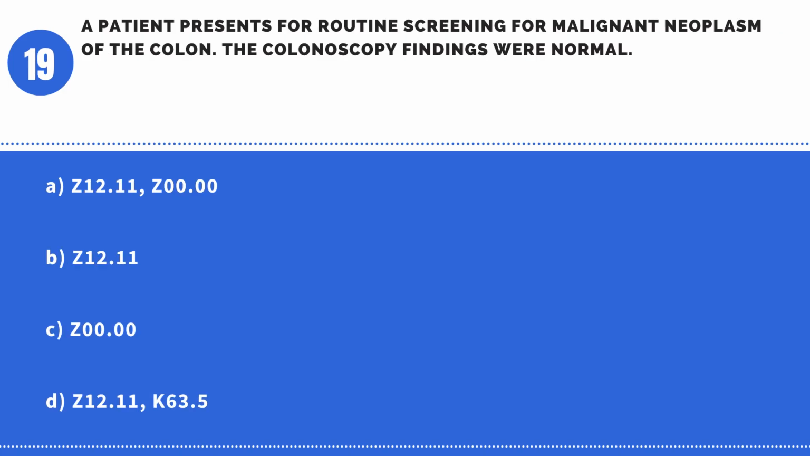Question 19. A patient presents for routine screening for malignant neoplasm of the colon. The colonoscopy findings were normal. A. Z12.11, Z00.00. B. Z12.11. C. Z00.00. D. Z12.11, K63.5.